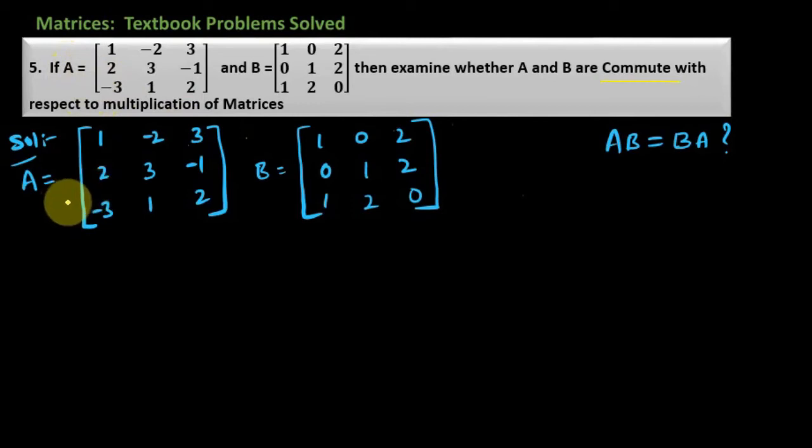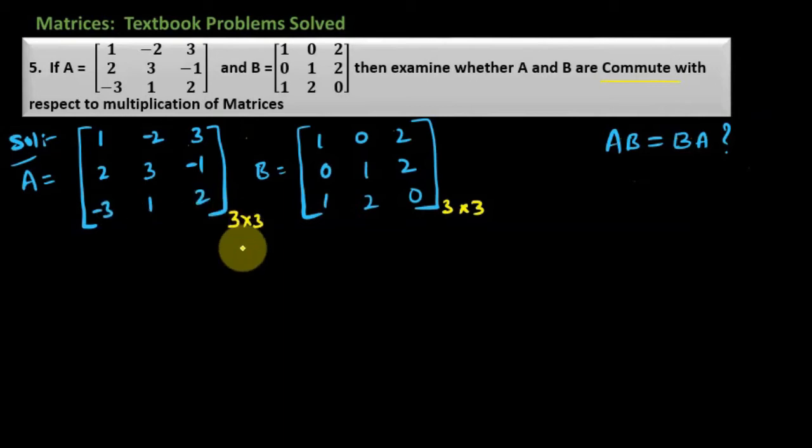Okay, now we will do the next problem. See, in this he gave two matrices of order 3 cross 3. So matrix A is of order 3 cross 3 as well as matrix B is of order 3 cross 3, and he's asking us to check whether the commutative law is applicable for these two matrices in multiplication. We should check whether A into B is equal to B into A or not, right?